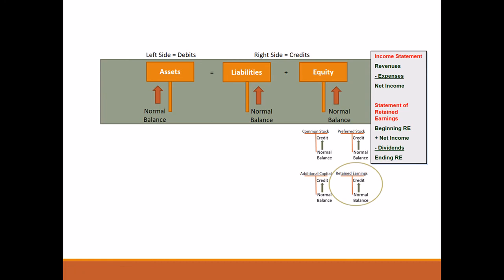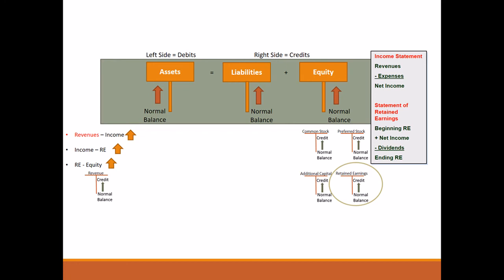So if we think about that, if we're talking about revenues first, revenues ultimately increase income up here. That income in turn increases retained earnings. And since retained earnings is a form of equity, ultimately equity increases in the business. Because of this, revenue has a normal credit balance, just like common stock or any other equity account.